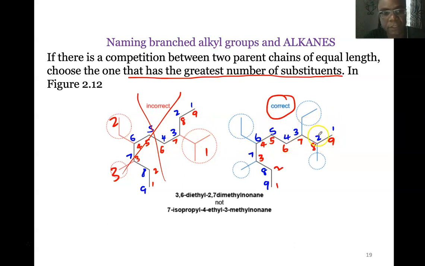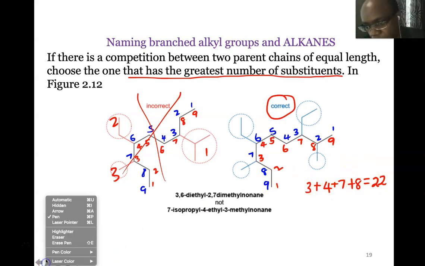Let's see. So based on the red, we have a substituent on 3, and we have a substituent on 4, we have a substituent on 7, and we have a substituent on 8. Sum all these up, you're going to get 22. Remember, we are going with the least sum. That's going to give us the least locations of our substituents, which is one of the rules.